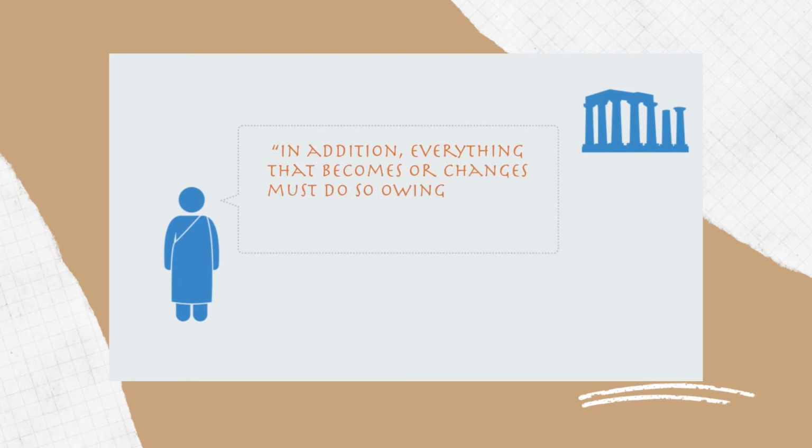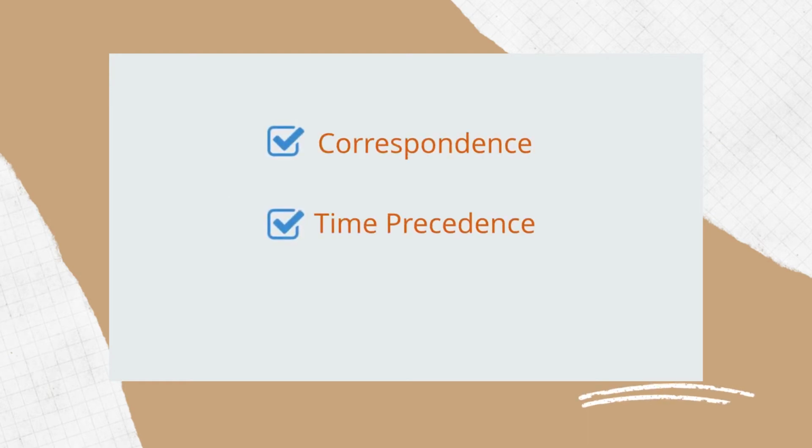The philosopher Plato stated this when he wrote, "In addition, everything that becomes or changes must do so owing to some cause, for nothing can come to be without a cause." The three criteria for establishing linear cause and effect are correspondence, time precedence, and non-spuriousness.